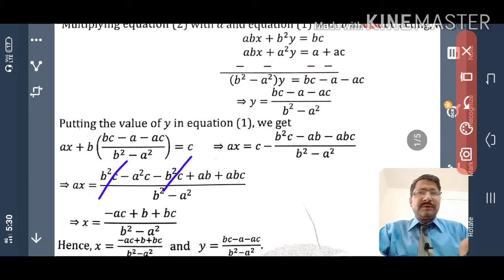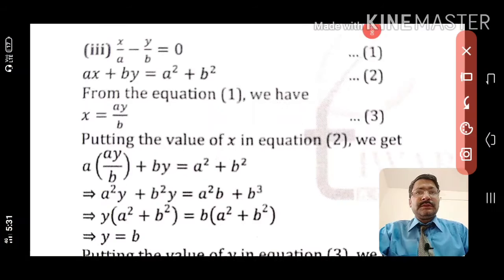From the remaining, a is common. If you take a common, you get minus ac plus b plus bc, and the a will cancel from here. So x equal to minus ac plus b plus bc upon b square minus a square. Hence you get the values of x and y, that is your answer.